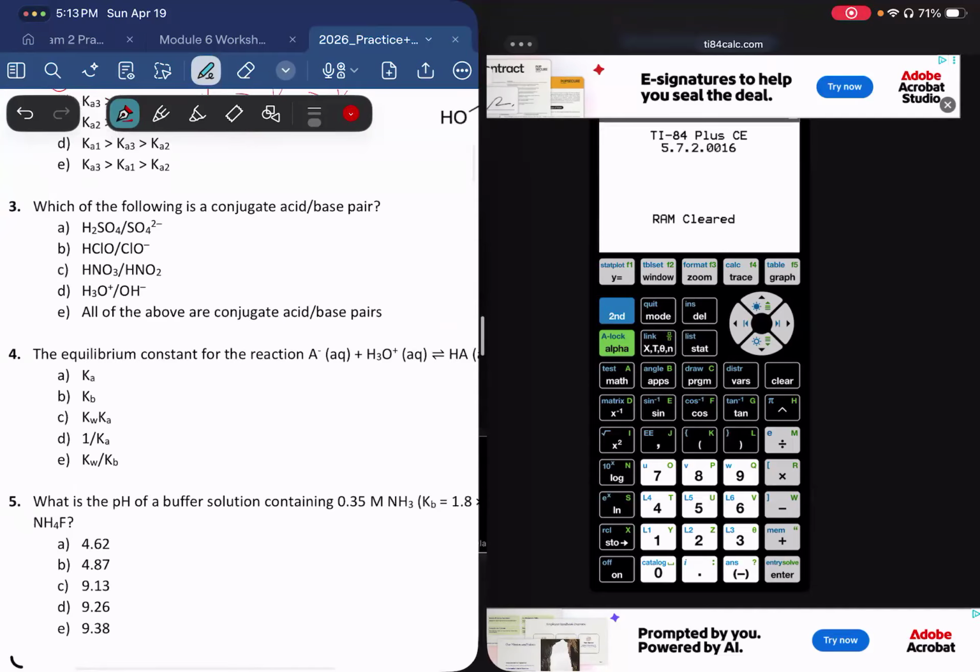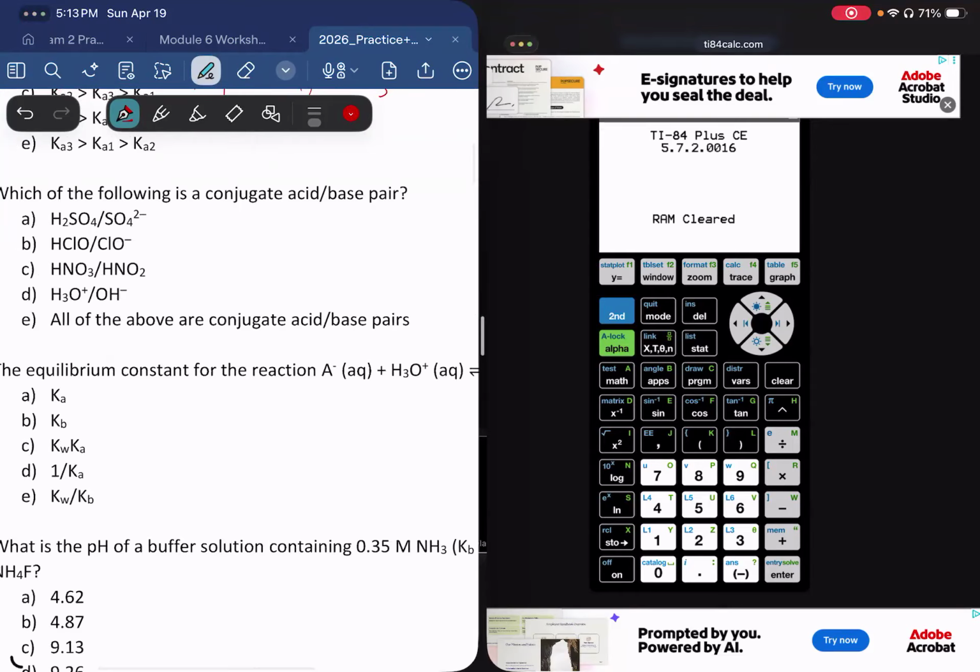All right. And three is conjugate acid-base pairs. My trick with this is that they have to differ by only one hydrogen. So in this case, we see C is not right. C differs by an oxygen. A differs by two hydrogens. And D differs by two hydrogens. So B is the only one that's a conjugate acid-base pair.